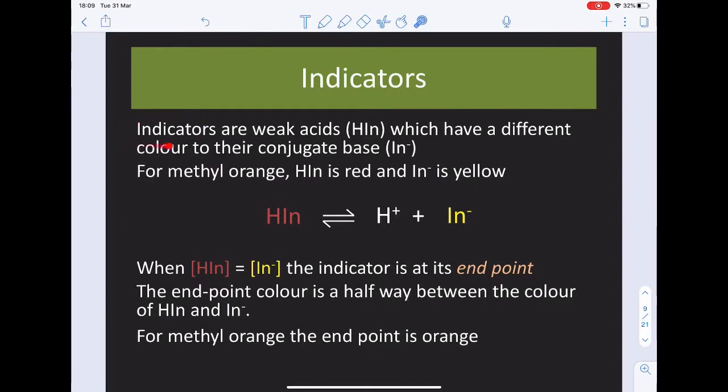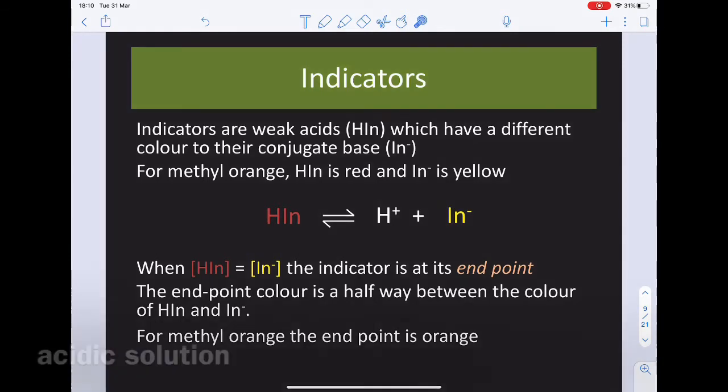So indicators are coloured organic compounds that are weak acids and they ionize partially to give the conjugate base, and the colour of the undissociated indicator is different to the colour of the conjugate base. So the combination of the two colours is what we see as we use the indicator. I've used this symbol to indicate the unionized indicator, and this symbol as the conjugate base of the indicator. So methyl orange indicator, when it's undissociated, is actually red in colour, but when it fully dissociates, it forms a yellow conjugate base.